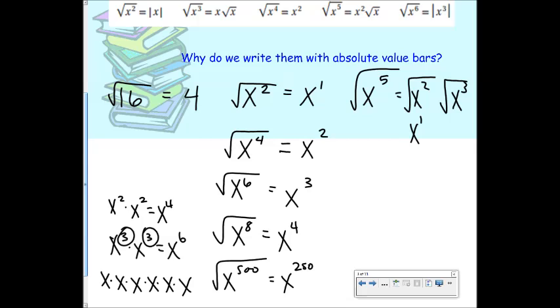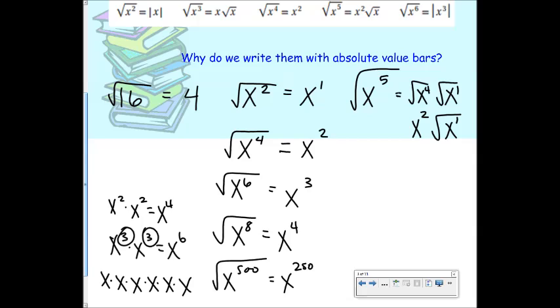So instead of 2 and 3, could I break it down to something else? 4 and 1. Then what happens with x to the 4? x squared. And then can I do anything with this? No, that one's done and I can't do anything with it. So we would say that's fully simplified.